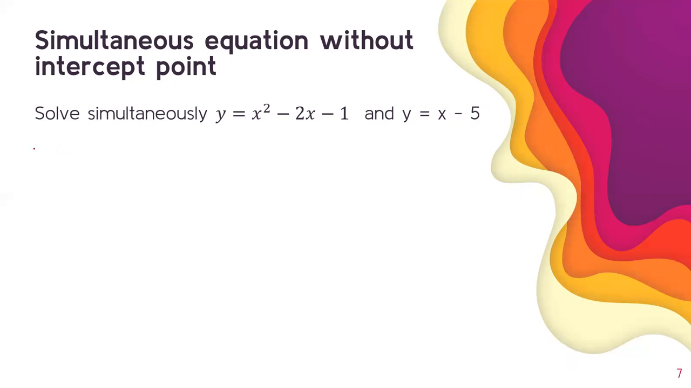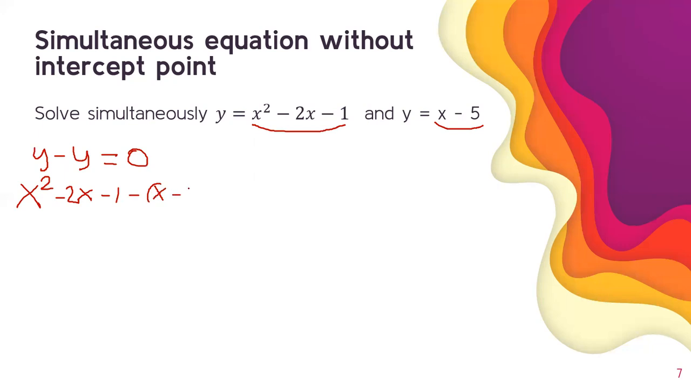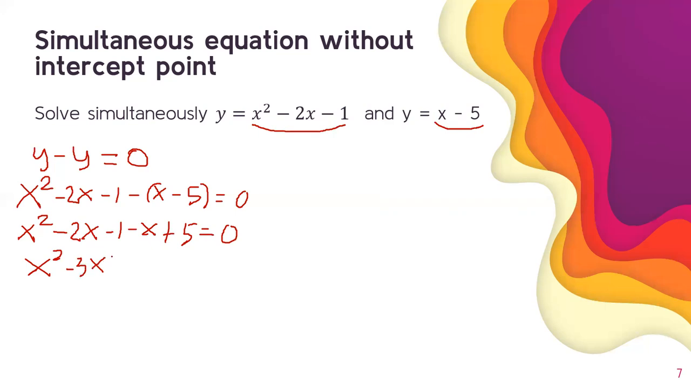Okay, if I write down y minus y equals 0, it means this expression minus this expression: x squared minus 2x minus 1 minus (x minus 5) equals 0, and x squared minus 2x minus 1 minus x plus 5 gives x squared minus 3x plus 4.